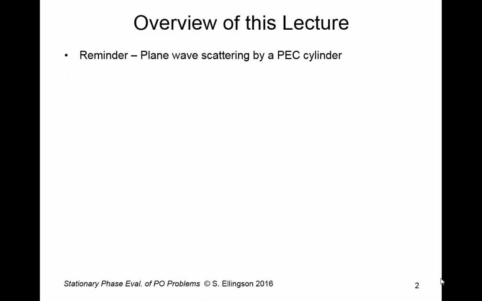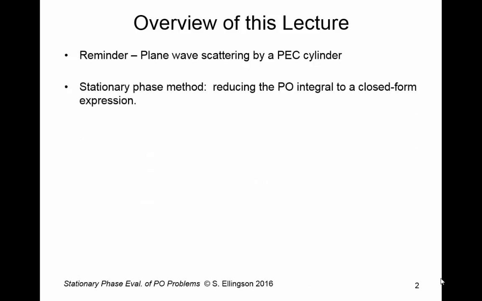Here's an overview of this lecture. First, I'll remind you of an example that we did in a previous lecture, that of plane wave scattering by a perfectly electrically conducting cylinder. And we used that as a demonstration of the efficacy of the physical optics method. In this lecture, we'll be talking about the stationary phase method, a technique for reducing the physical optics integral to a closed form expression. So quite literally trying to avoid integration by somehow manipulating the physical optics integral into a closed form expression.